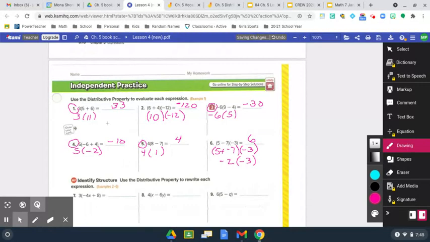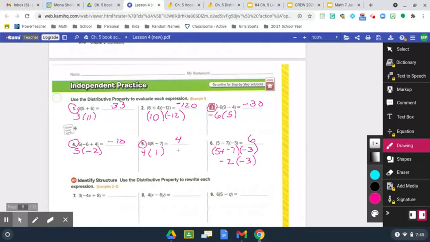Okay, number 1. You should have gotten 33. 5 plus 6 is 11 times 3, 33. Number 3, inside the parentheses, 9 minus 4 is 5. 5 times negative 6, negative 30. Number 4, in the parentheses, negative 6 plus positive 4 is a negative 2. Negative 2 times 5 is a negative 10. And number 6, we did together. Number 5, 8 minus 7 is 1. 1 times 4 is 4.